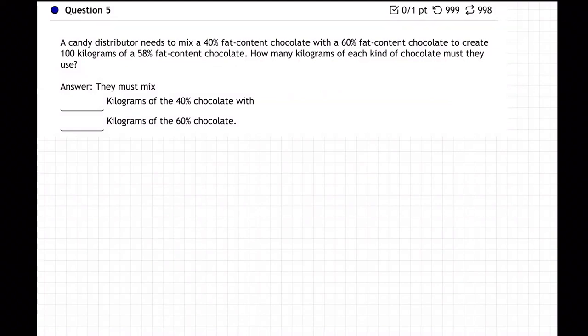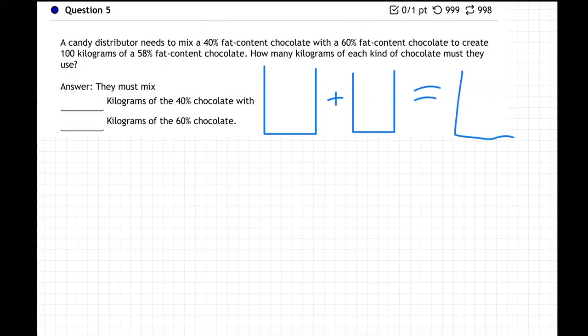Well, this is a mixture problem, right? We're mixing some lower fat and higher fat stuff to get a mix that's between them. Whenever we do a mixture problem, we're going to use buckets. 3 buckets here. First bucket plus second bucket equals the final bucket. Okay, and in the bottom is going to go the percentages.